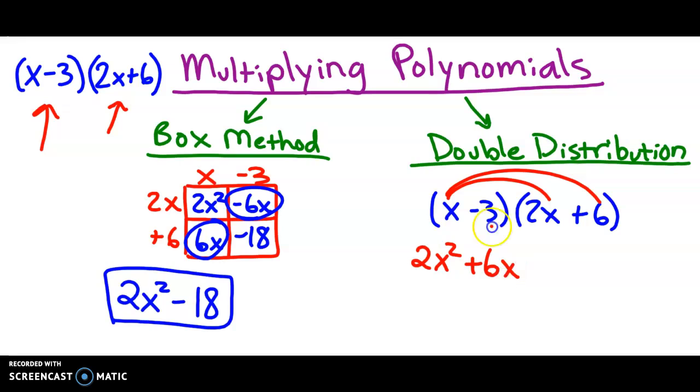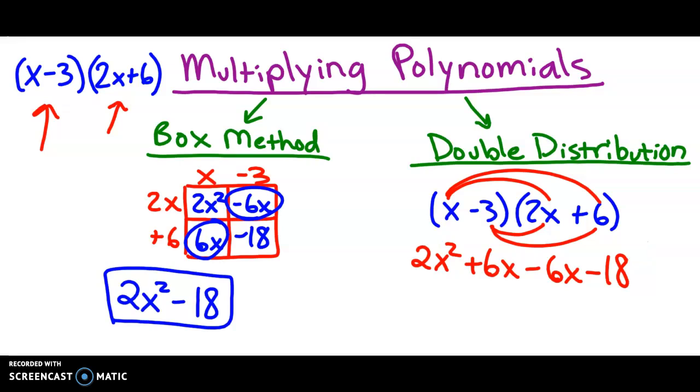Now I'm going to go to the negative 3, the second term in the first binomial, and I'm going to multiply it to both terms in the second binomial. So negative 3 times 2x is negative 6x. Negative 3 times 6 is negative 18.